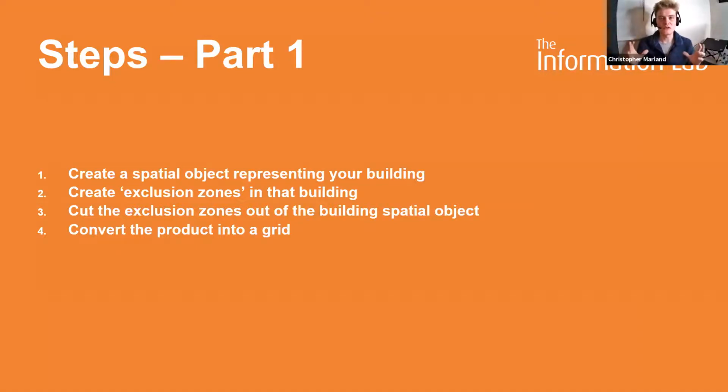Then what we do is cut those exclusion zones out of our spatial object, and then we create a grid from the result. That grid would represent the seats. Every square would be a potential seat someone could be sat in.